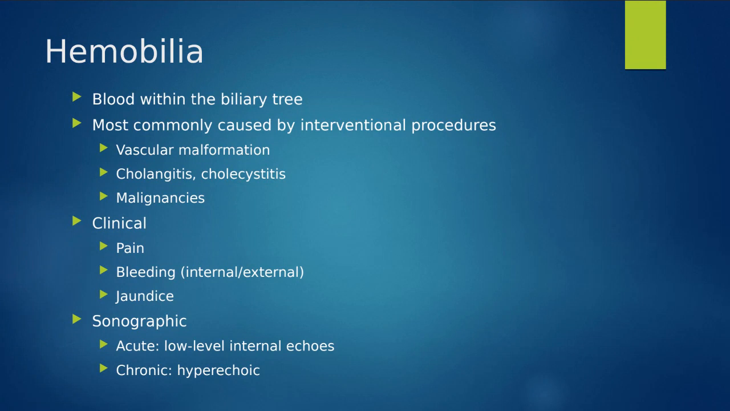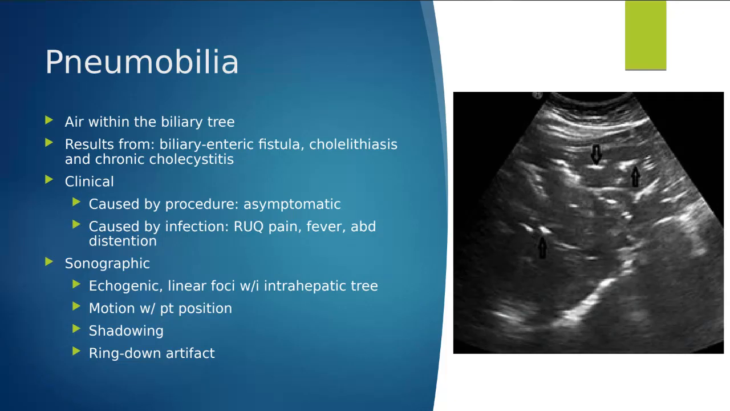On ultrasound, it depends on how old the blood is and how old the bleeding source is. Acute blood is going to appear as hypoechoic, and as it gets older or more chronic, it starts to dry up and becomes hyperechoic. Next, we have pneumobilia.